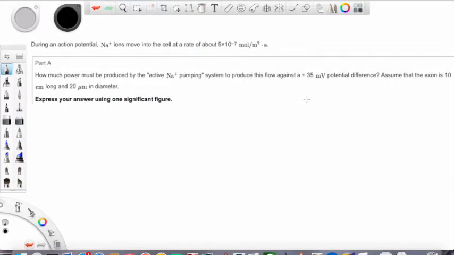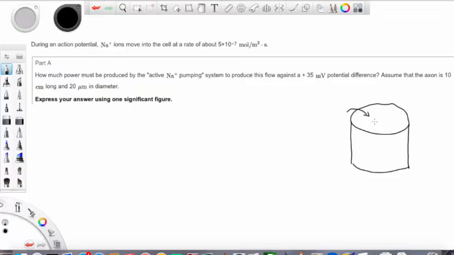This problem is a little bit different in terms that the charge carriers are not electrons but positive sodium ions instead. So we have an axon. It is a part of a nervous system. So it looks something like this. And there's a 35 millivolt potential difference from the outside to the inside.